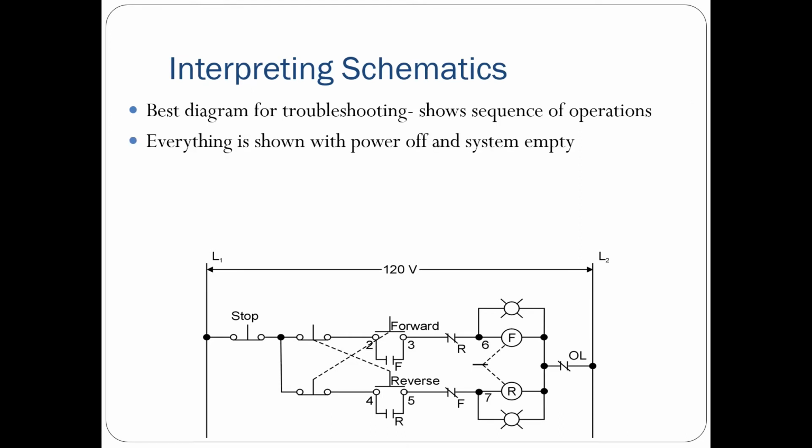Any of our devices within our schematic need to be shown with no energy. This means I don't have any power on, I have not pushed any buttons. If I had a thermal switch, I don't have any heat. If I had a pressure switch, I don't have any pressure. We want to show all the buttons and all the devices in their normal status without anything affecting them.